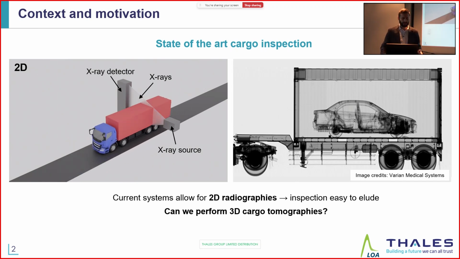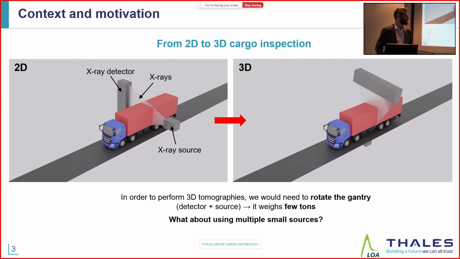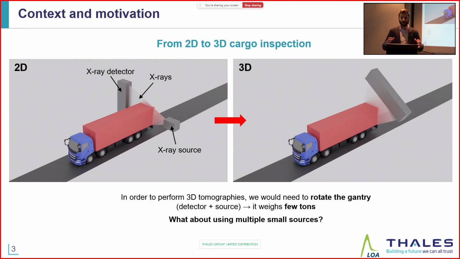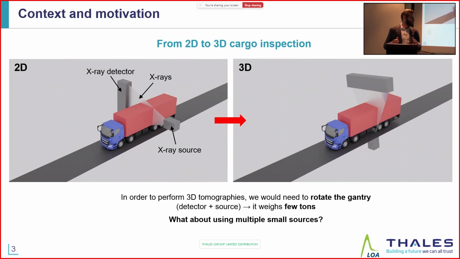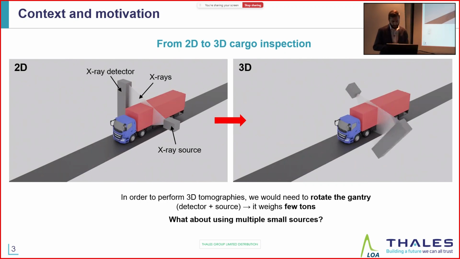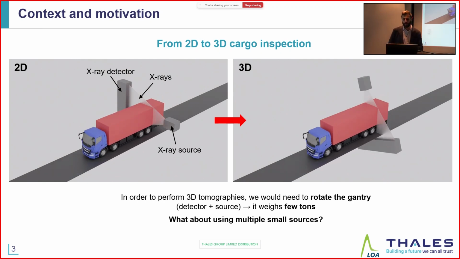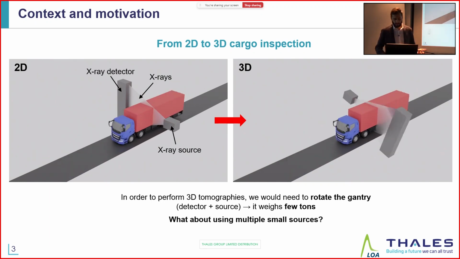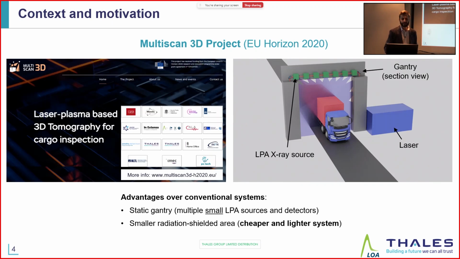Can we do 3D tomographies? We would have to do something like this, which is not impossible, but it's very, very challenging, because you will have to motorize tons. You need to motorize both the detector and also the accelerator. So, of course, we ask ourselves, can we do even better to get 3D tomographies of the contents of these cargoes? One solution could be using multiple small sources that surround the cargo like this.